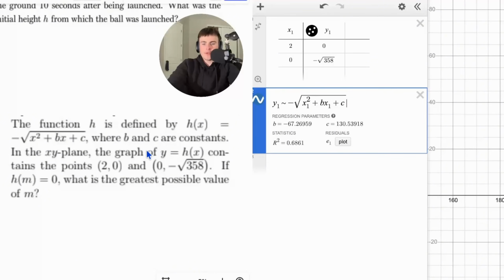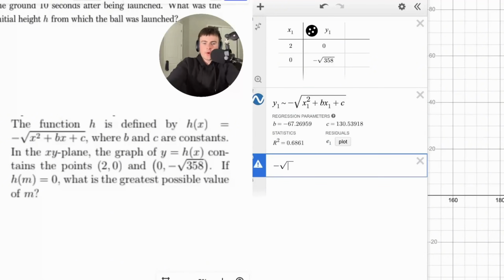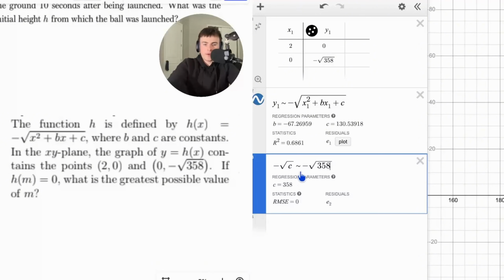You can find c really easily because it says when x is 0, y is going to be negative root 358. So here's what you could do. You have this equation, x squared plus bx plus c, and it's saying that when x is 0, y is negative root 358, right? So if x is 0, this is going away because you're putting 0 in. This is going away because you're putting 0 in. So you just have negative root c, and it's telling you that this is equivalent to negative root of 358. So if that's true, then c is literally just 358.